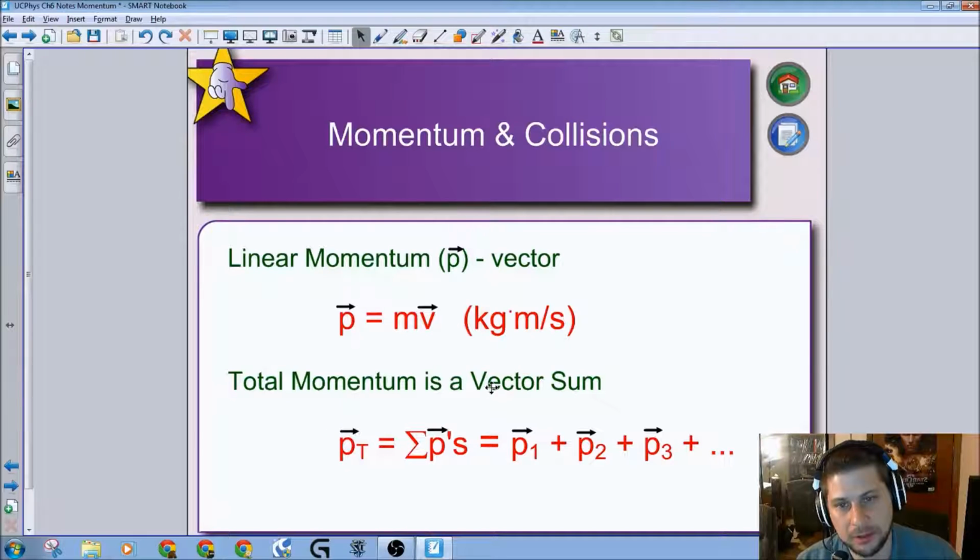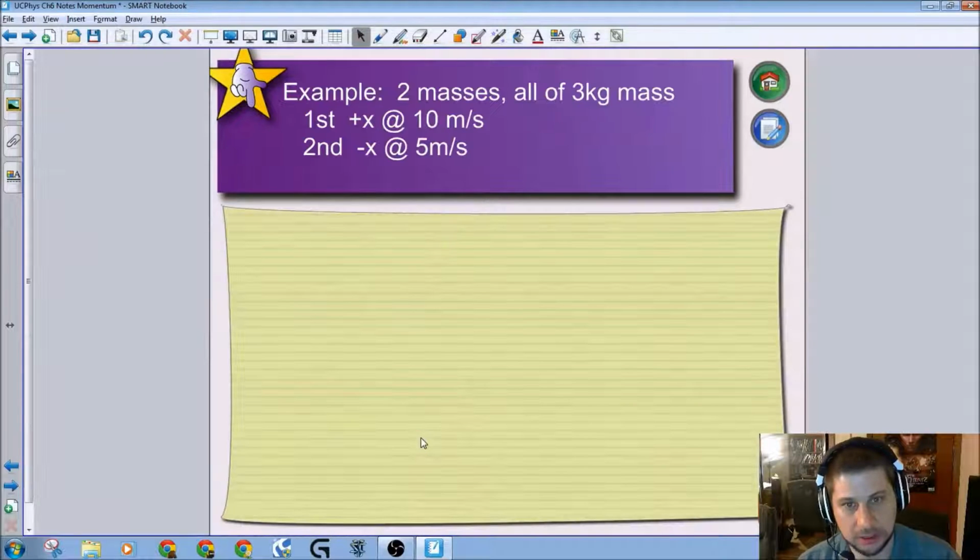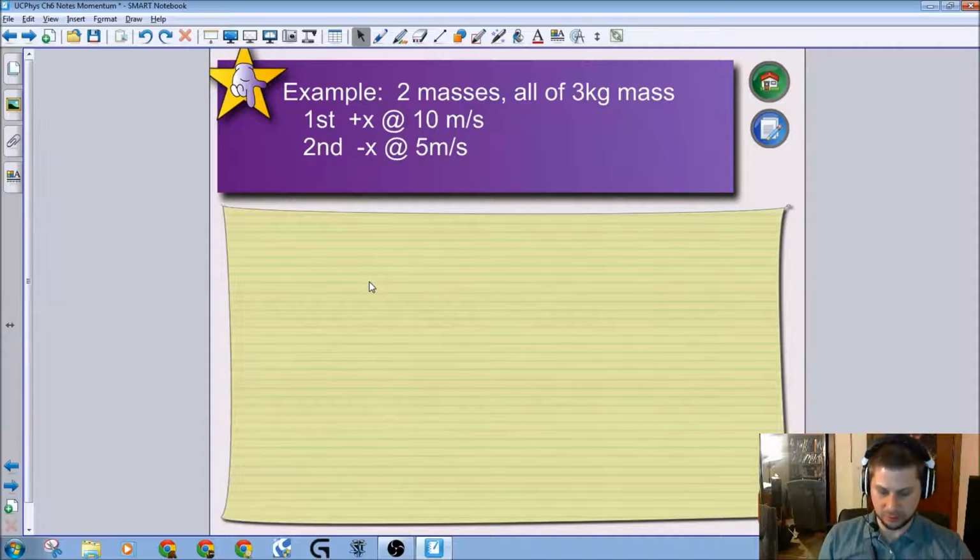Now, this total momentum is a vector sum. This gets more complicated as we go into 2 dimensions, but we're only going to stay in 1 dimension in this class. So it looks kind of like this. If we have 1 mass in the positive direction and 1 in the negative direction, let's calculate what those momentums would be. So take a minute and try to apply the equation for these 2 masses. Pause it now.